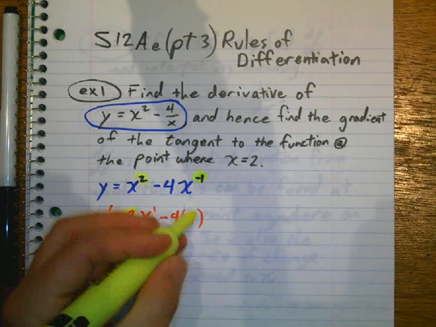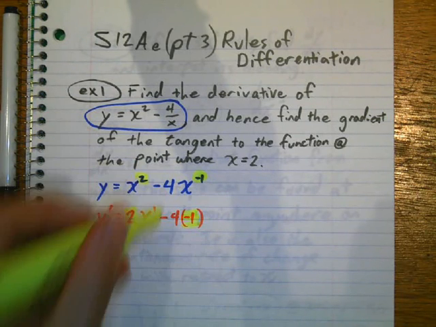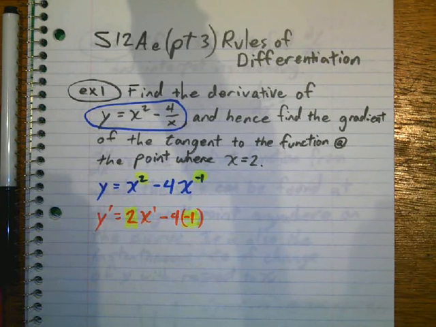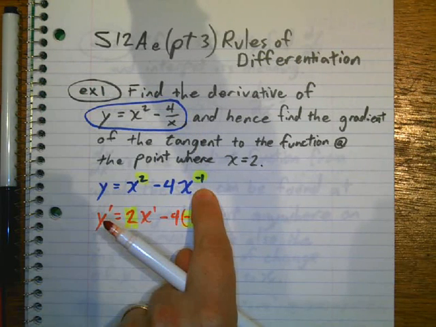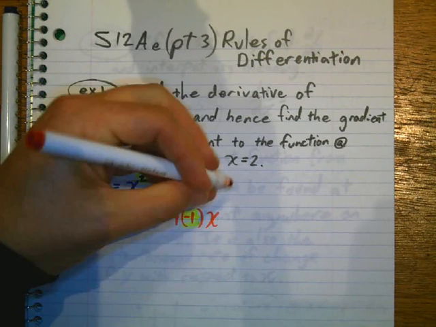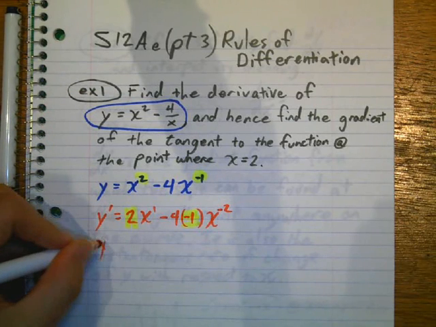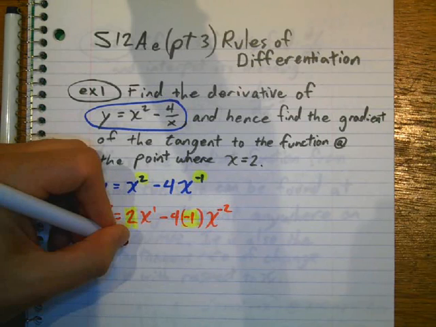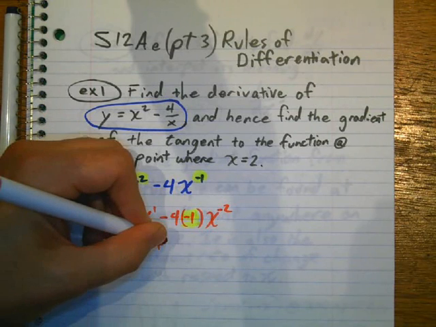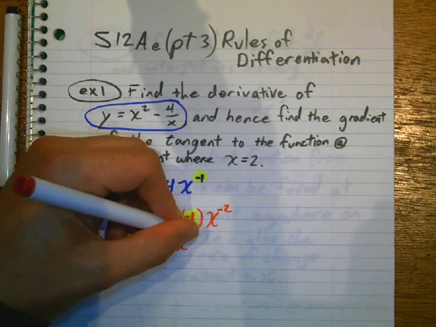That power gets multiplied by the 4, and then I've got x, and the power decreases by 1. So negative 1 decreased by 1 gives me negative 2. So my derivative function is now equal to 2x plus 4 times x to the negative 2.